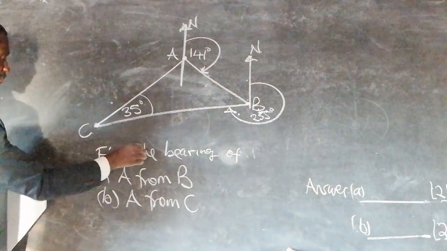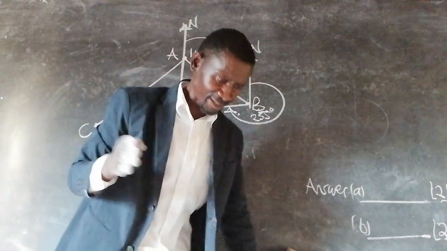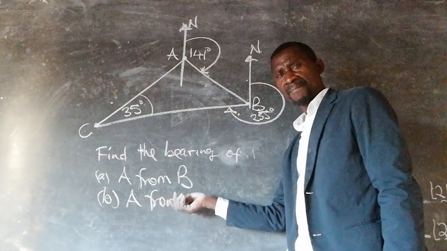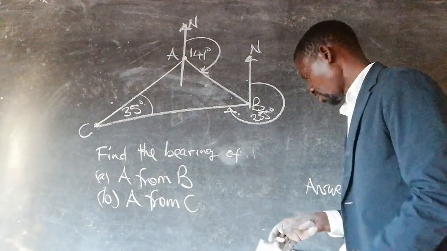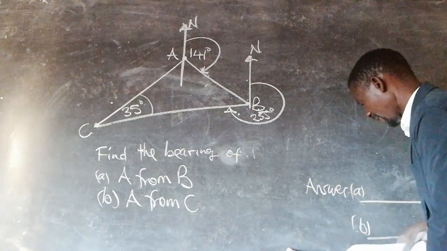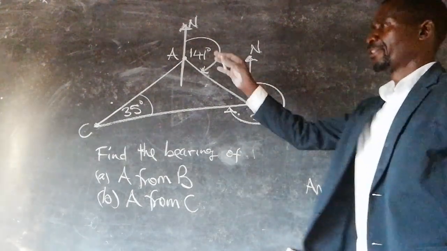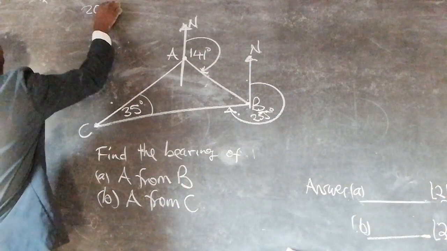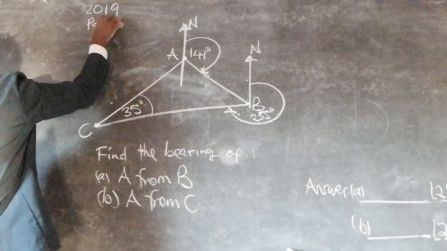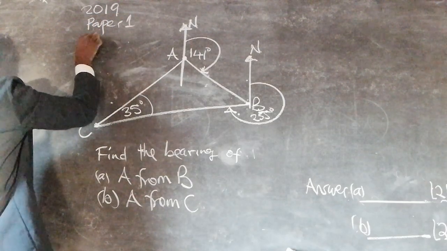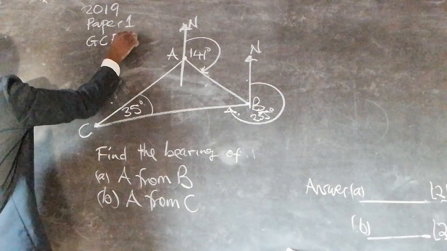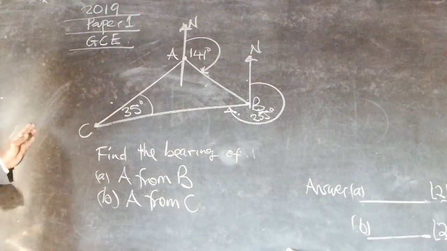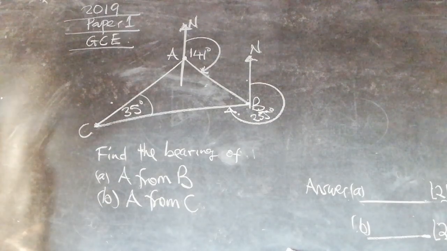So now, without wasting time, in part 1, I explained the concept on how to handle questions under bearing. But this time around, in this part 2, we need to deal with examination questions. And the question we are dealing with is coming from the 2019 paper 1, and it is for GCE. I'm sure that is understood.